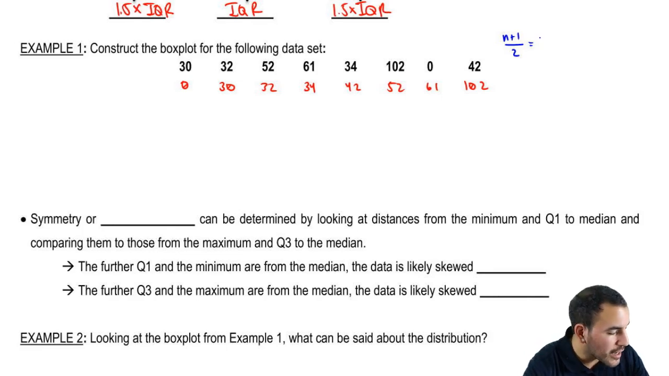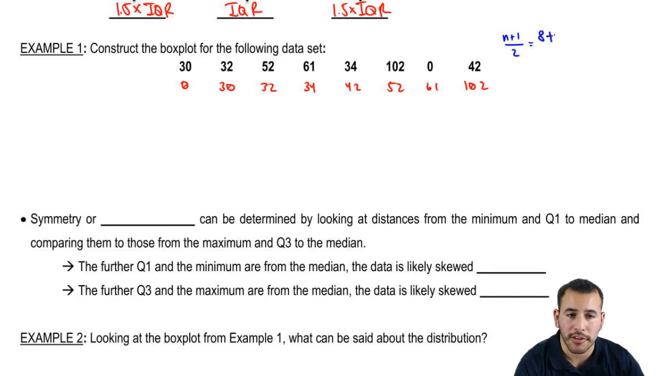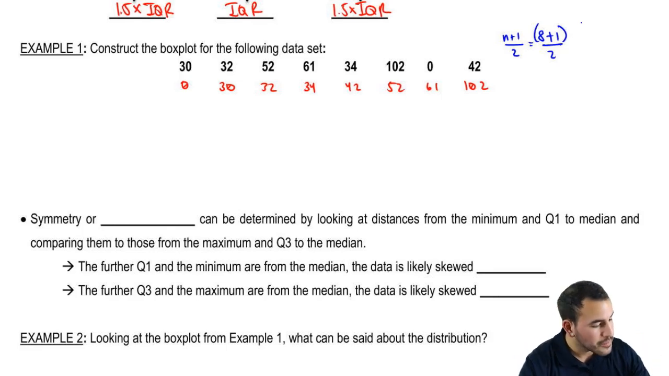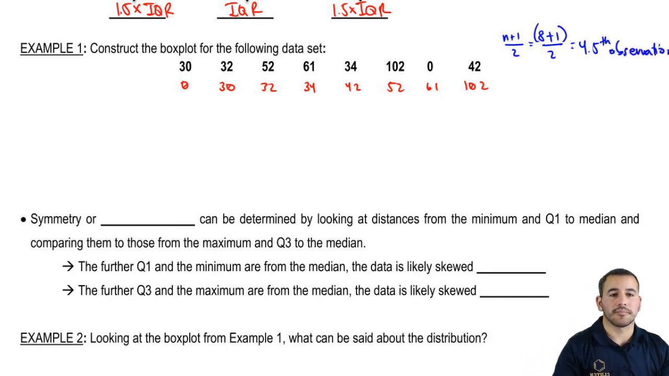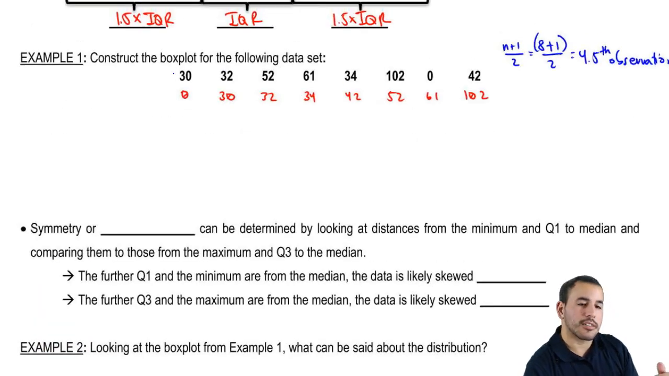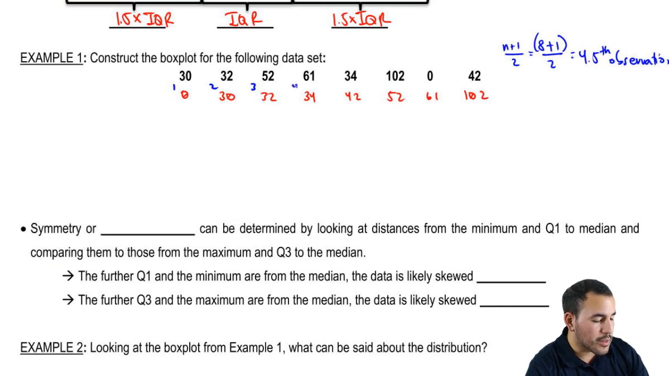So we have a total of 8, so 8 plus 1 over 2. If you plug this into your calculators, make sure you put a parenthesis so the calculator knows that 8 plus 1, aka 9, is divided by 2. So 4.5 observation. That's going to be our median. So how do we determine that? We look at our data, and we see 1, 2, 3, 4, 5. So our median lies somewhere in between these two.